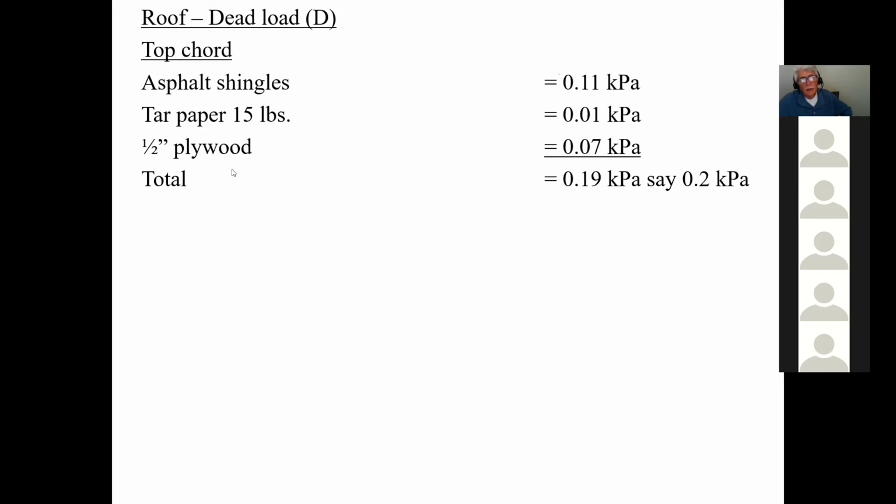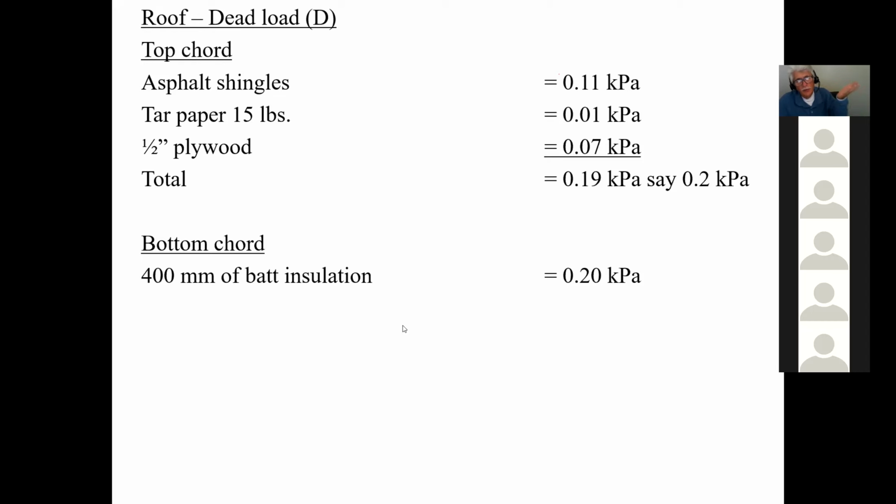Okay, now the bottom chord is supporting what? It's supporting the insulation. Okay, and what else is it supporting? Well, the gypsum underneath. So therefore it's supporting the gypsum. So therefore the bottom chord is supporting 0.3 kPa.